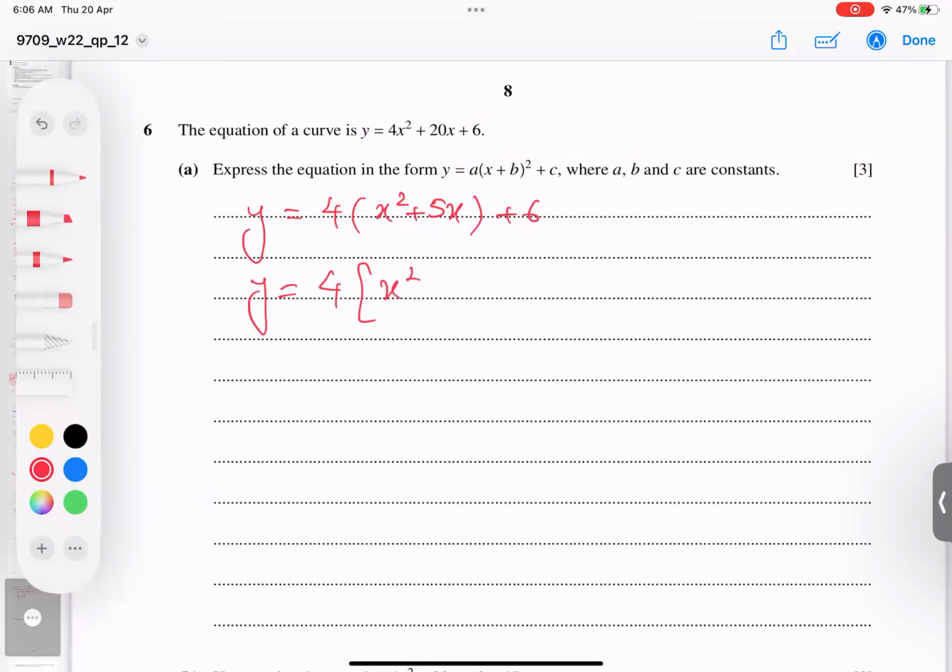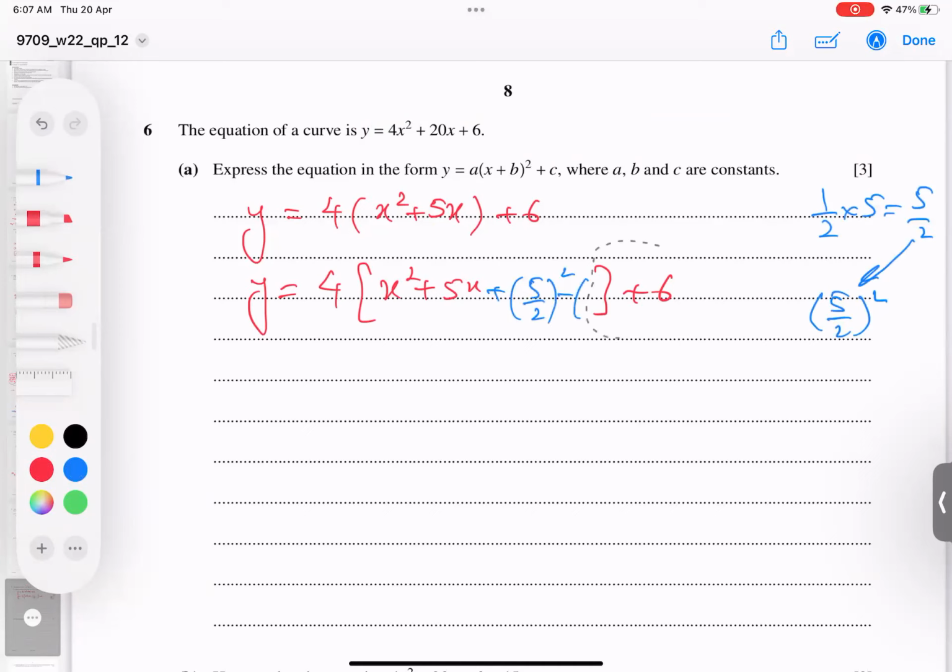After this, what is next? What is half of 5? Half of 5. Why half? Because in the formula we have 2 times 2, 5. We can't simplify, so 5 over 2. Take the square of it. So 1 times 5 over 2 added, and 1 times 5 over 2 subtracted.